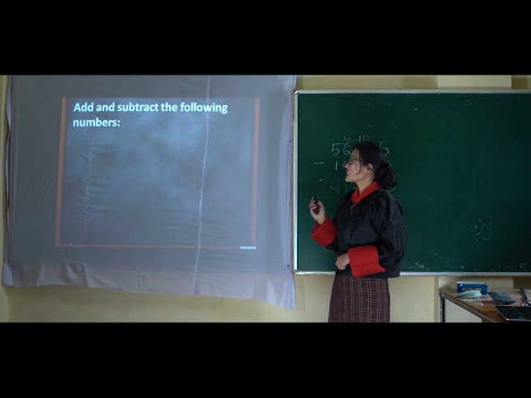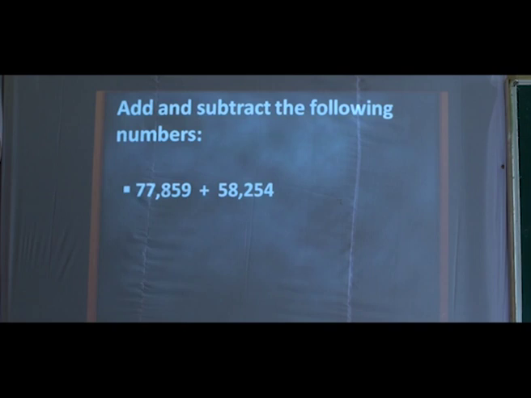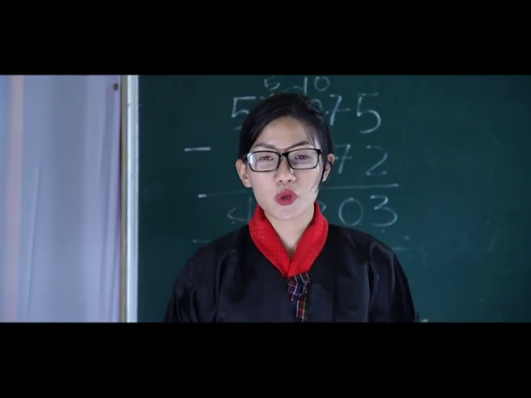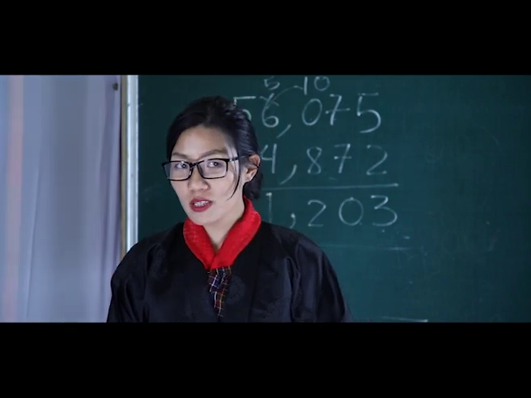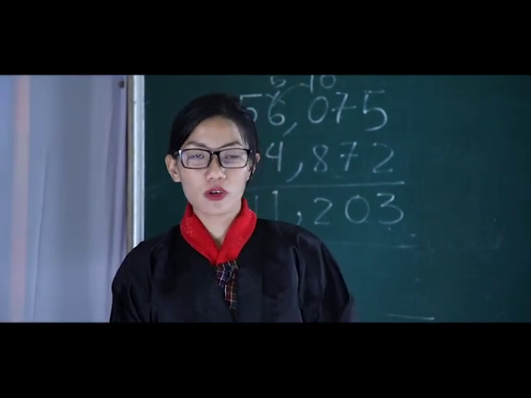Finally, add and subtract the following numbers: 77,859 plus 58,254. Take a note of these numbers. The second one is 30,859 minus 27,268. Once you have worked out these questions, you can take the help of your parents or your teachers or even your elders to check your answers.